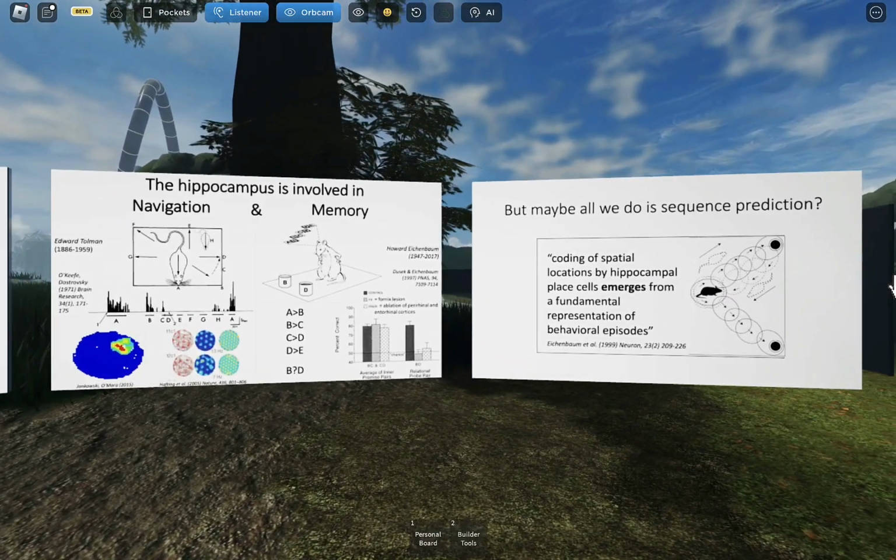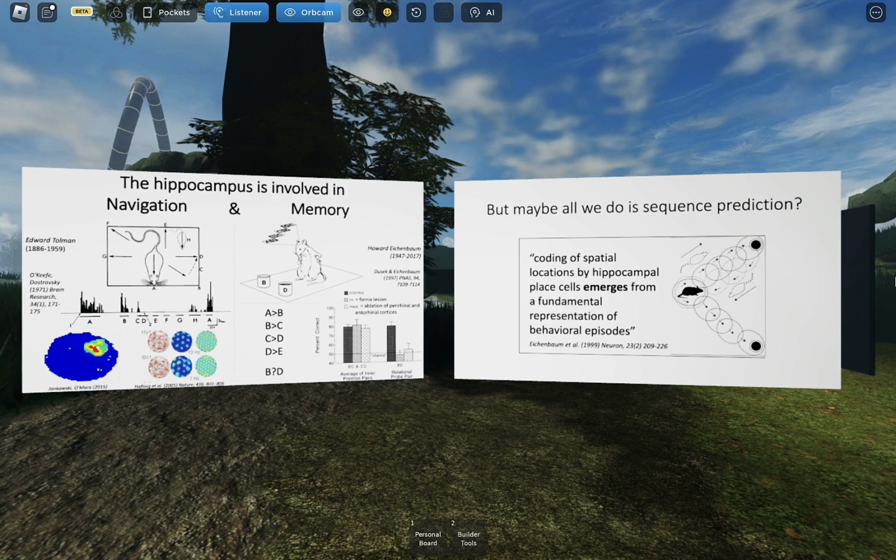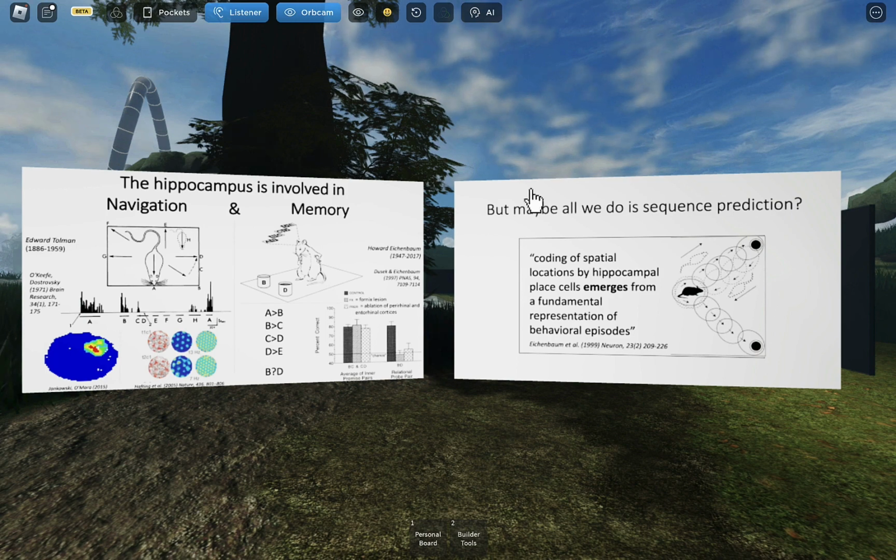And in particular, let's talk a little bit about the hippocampus. So the hippocampus, if you don't know already, is a place in the brain, sort of in the middle of your brain, which is heavily involved in both memory and navigation.